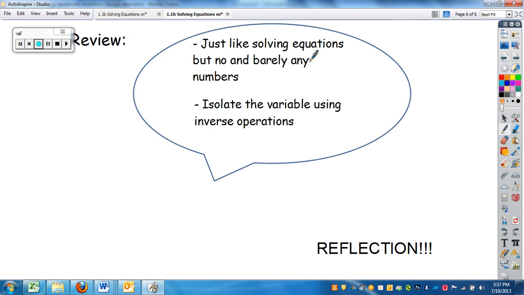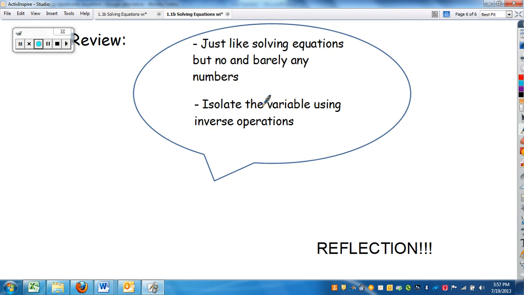So that is it for this video. Again, students tend to struggle with this section just because it's a little more abstract than what they're used to. But remember, it is just like solving equations, but there are not any or barely any numbers in there. And then you want to isolate the variables using inverse operations. Really think to yourself, what are those variables doing? And then how can I do the opposite of it?